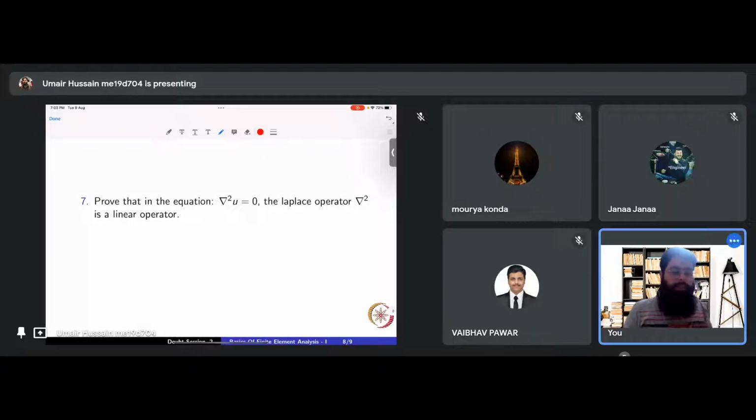Okay, so I think it's almost time. We'll wrap it up with this question. So can anyone answer, this operator here, this operator gradient square on this variable u. So we can say some operator L on u is this. So can you verify if it's linear or not? Can anyone answer here?